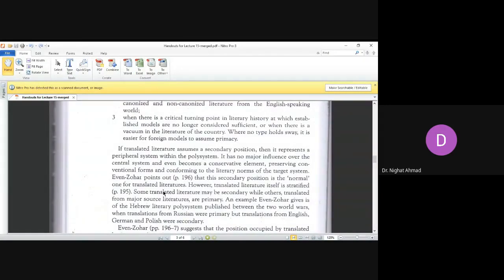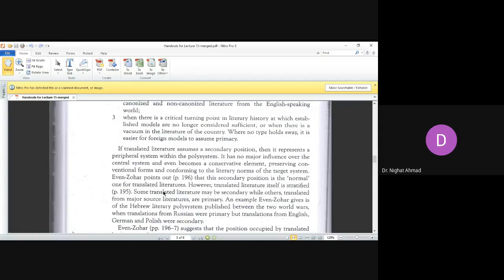And then he considers stratification as well, and then he talks about some other kinds of translated literature को secondary importance देने लगे in terms of considering major ones, and he quotes an example of the Hebrew literary polysystem that historically, in the time period between the two world wars, literature coming from Russia was considered as something primary, उसको ज़्यादा superior समझते थे, whereas literature coming from England and other countries of Europe को secondary.